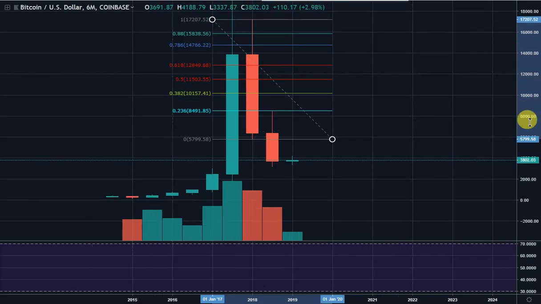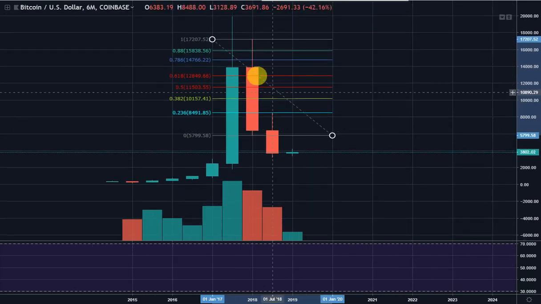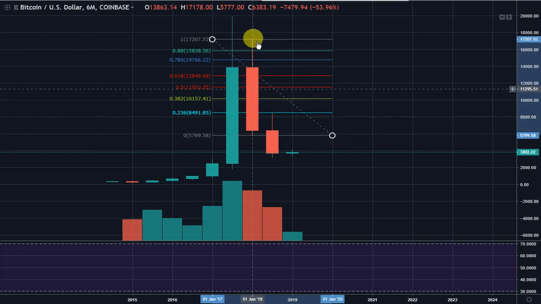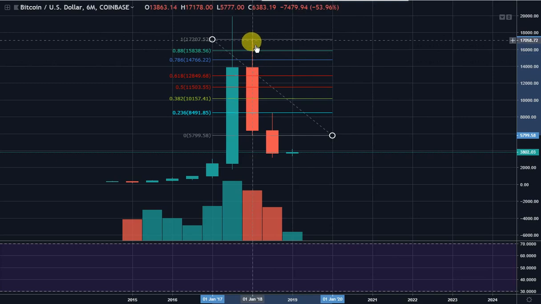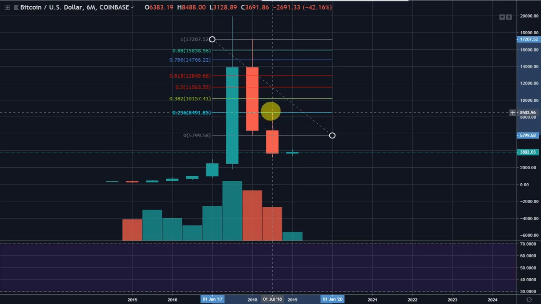So now you can see I am doing a fib on this 6 monthly candle. Basically it's from the 5,800 level up to the 17,200 level. So basically we had that drop down. Now this candle moved up into the 23%, and that was the 8,500 level roughly.